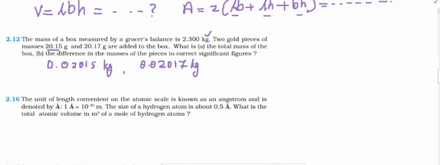Difference in mass means you can do it in gram itself, no problem. You will get 0.02 gram because you have two decimal places there. You have to use the rule of decimal places in subtraction.